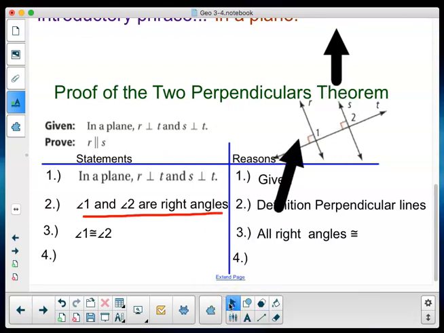So keep in mind, I know that angle 1 is corresponding, angle 2 is corresponding. These are in the corresponding angles position. So I know by the converse of corresponding angles, because remember, I'm using that the converse of corresponding angles proves lines parallel, and I'm proving R and S parallel. That's what I'm asked to do. So I've got R is parallel to S.